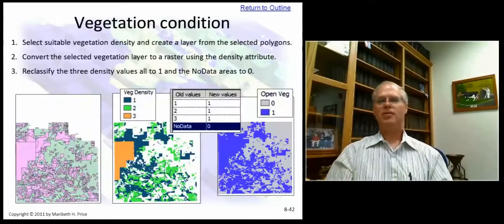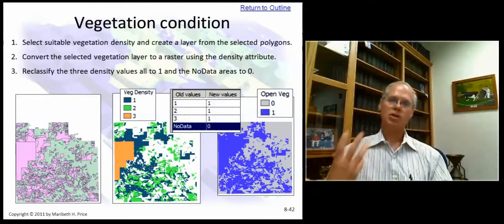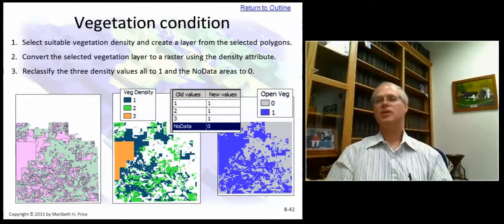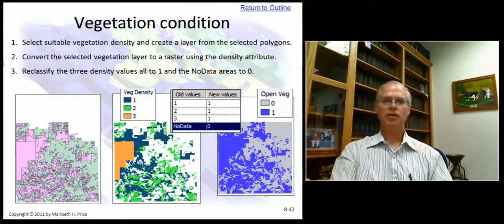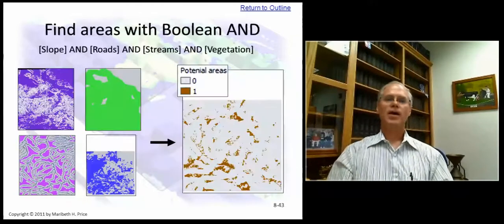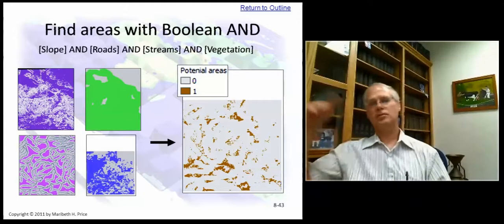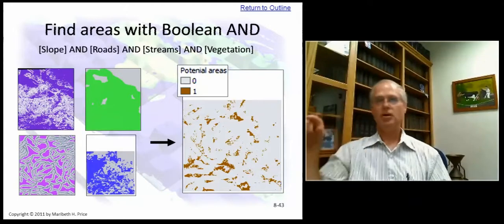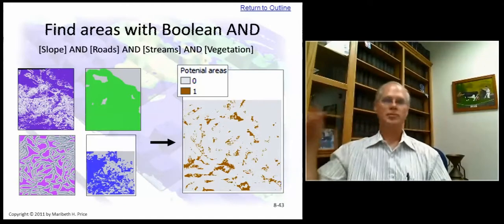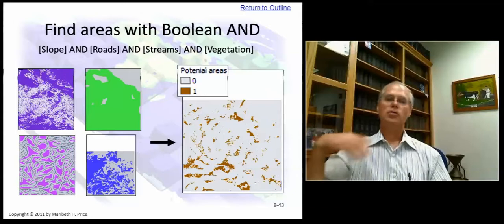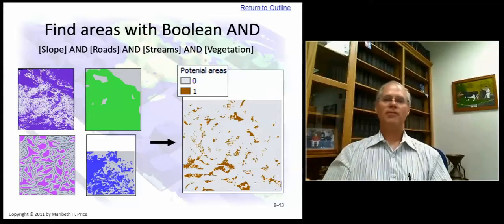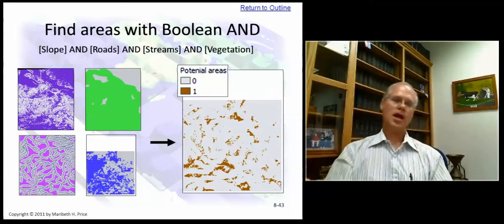And then the vegetative condition. I want the areas that actually have low vegetative density. And that ends up being the blue areas there as we look at it. So to find the areas, I basically do an AND: slope and roads and streams and vegetation. So an AND is like multiplying. If I multiply 0 times 0 times 0 times 0, I end up with 0. Multiply 1 times 1 times 1 times 1, I end up with 1. So all the 1s is where I should locate my landfill. All the 0s is where I should not.